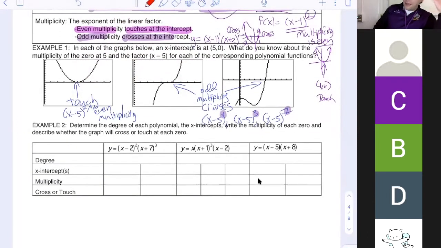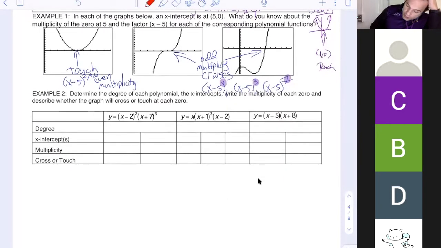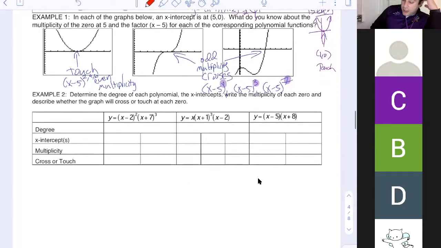Now, the big idea, the reason we're studying this, is that we rely a lot on our graphing calculators, but you can learn a lot about a graph or the equation without one, just based on end behavior and touching and crossing zeros. So let's get a feel for this. We're going to find the degree, the x-intercepts, the multiplicity of each zero, and describe whether the graph will cross or touch at each zero. The degree is going to be our first challenge.